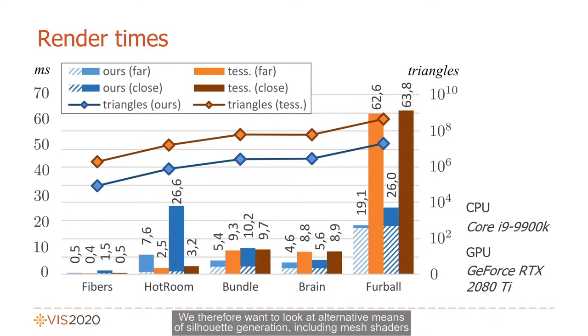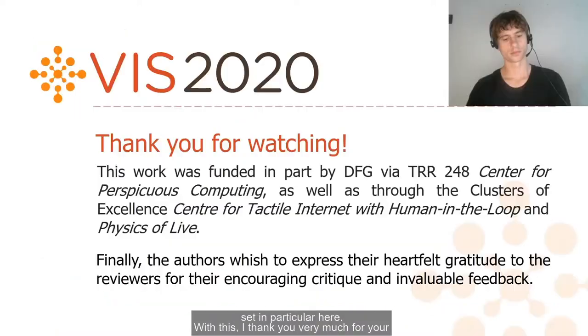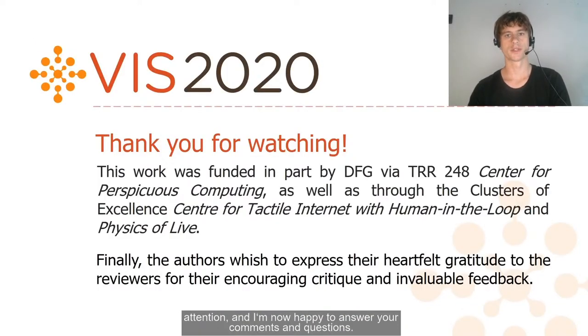We therefore want to look at alternative means of silhouette generation, including mesh shaders and pre-computation, although this will require trading off with increased memory consumption. Image order rendering is also a promising option. We are eyeing NVIDIA's RTX feature set in particular here. With this, I thank you very much for your attention, and I'm now happy to answer your comments and questions.